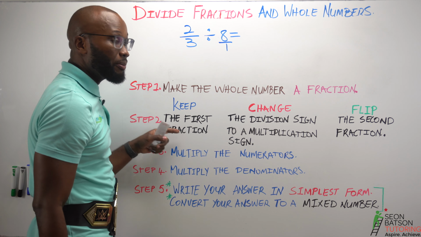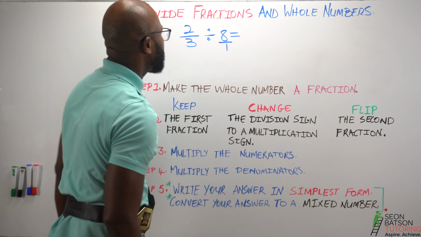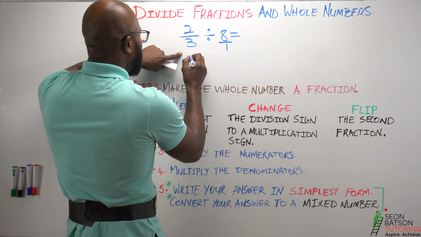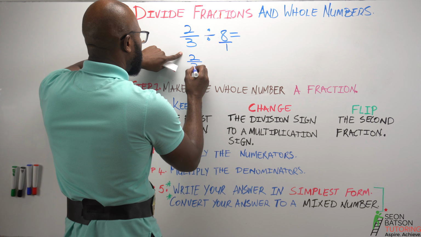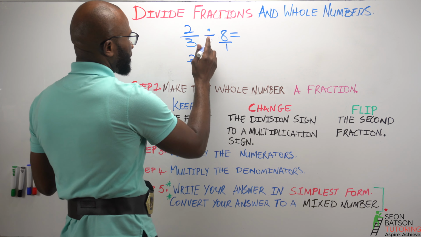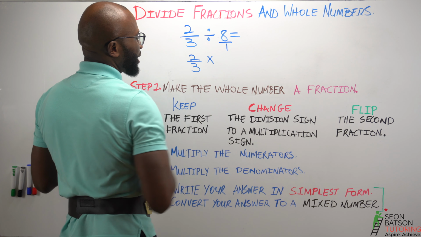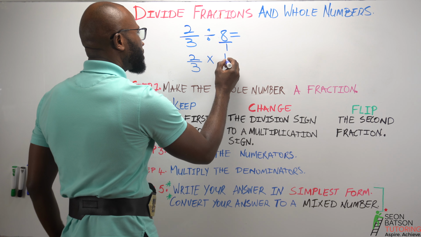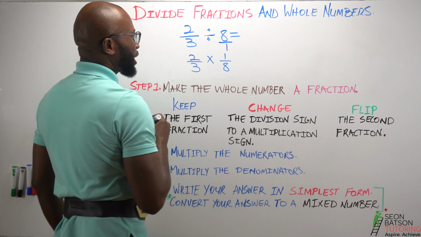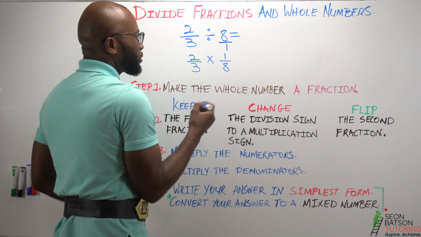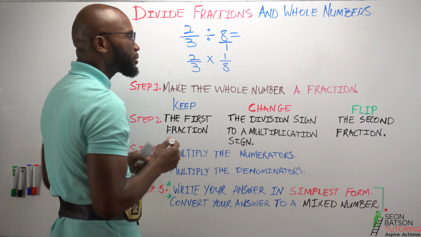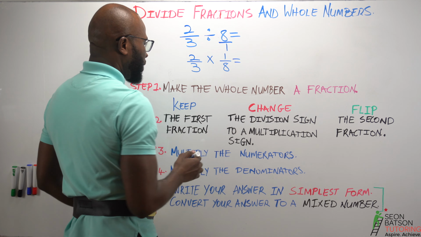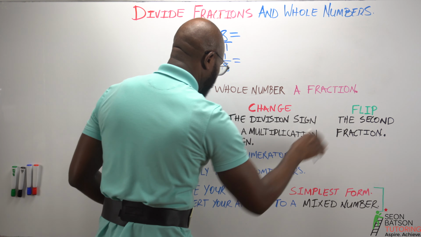Now we are going to keep, change, and flip. We always keep the first fraction, 2/3 stays. We will change our division sign to a multiplication sign, and we flip the second fraction, or we find the reciprocal of the second fraction. If we flip 8 over 1, we will get 1 over 8, yes? So we are done keeping, changing, and flipping.